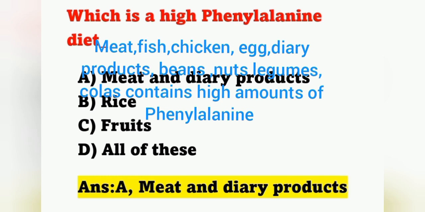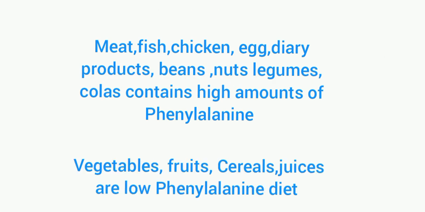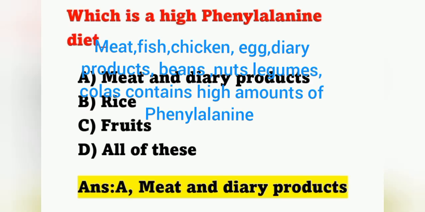Phenylalanine rich diet includes meat, fish, chicken, egg, dairy products, beans, nuts, legumes, colas. These all contain a high amount of phenylalanine. And the diet with vegetables, fruits, cereals, juices are low phenylalanine diet. So the patient with phenylketonuria should avoid a high amount of phenylalanine diet.